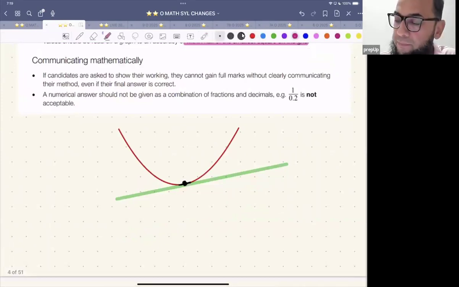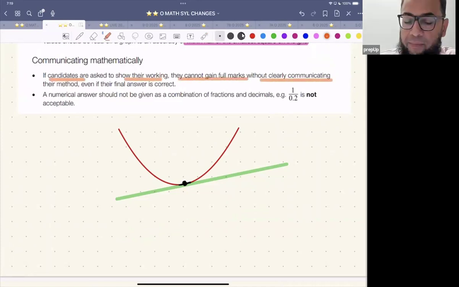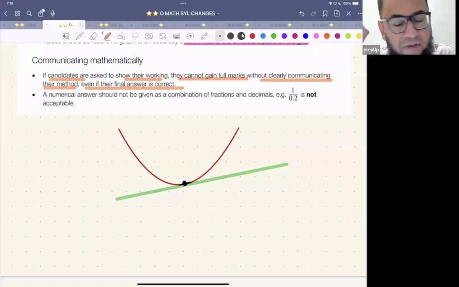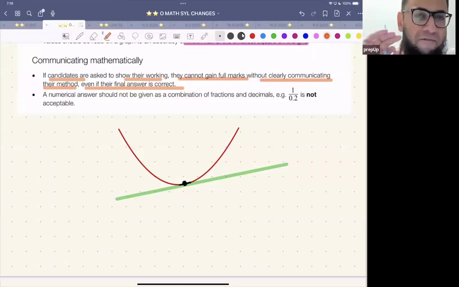Now, what about this? If candidates are asked to show their working, they cannot gain full marks without clearly communicating the method, even if the final answer is correct. This is something very, very important. Show all essential working. Everything needs to be shown.